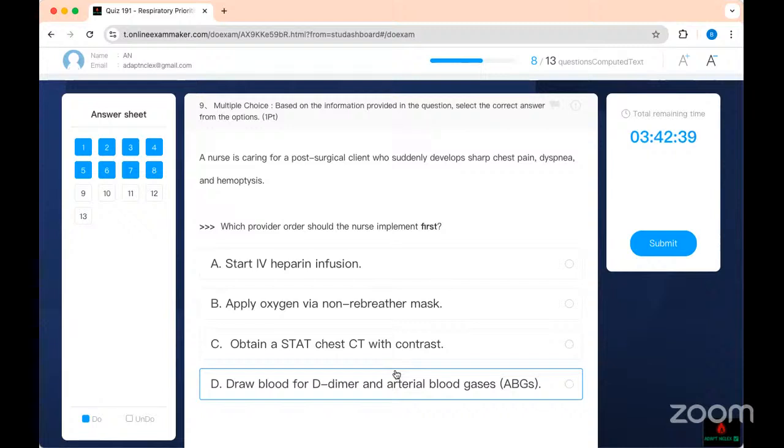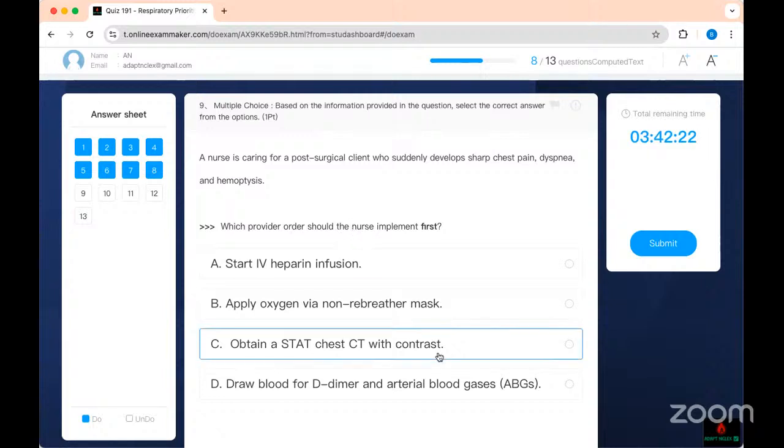And this is caring for a post-surgical client who suddenly develops sharp chest pain, dyspnea, and hemoptysis. Which provider order should the nurse implement? Go for the buzzwords. Chest pain, shortness of breath, sputum with some blood in it. What are you going to do? It's a post-op patient. Think about it. First, ask yourself what is going on with the patient. What are your buzzwords? Post-op, sudden onset of chest pain, dyspnea, and hemoptysis. What are you going to do?